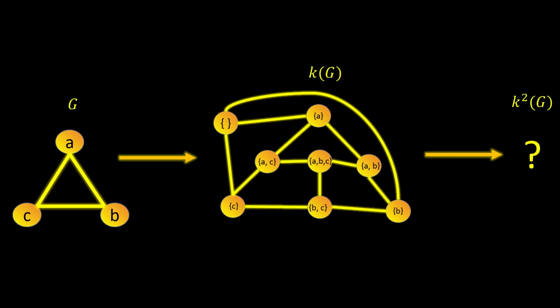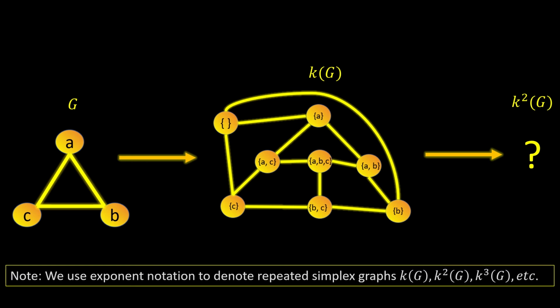We can also iterate this operation. The second simplex of a graph is the simplex of that graph. The third simplex is the simplex of the second simplex, and so on. In this video, we'll use exponent notation to denote repeated simplex graphs.